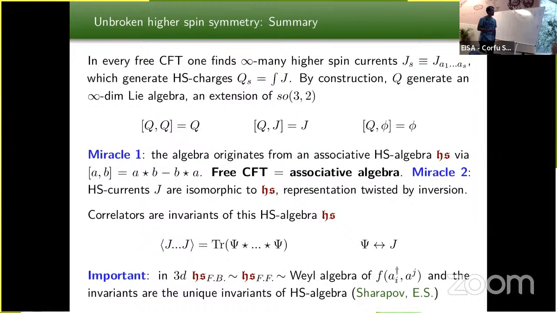And a couple of other interesting facts is that this multiplet of higher spin currents form just one irreducible representation of this higher spin algebra, and the fundamental field you started with also is an irreducible representation. And what's important for later is that only in 3 dimensions, higher spin algebra constructed from free scalar and free fermion are actually the same.